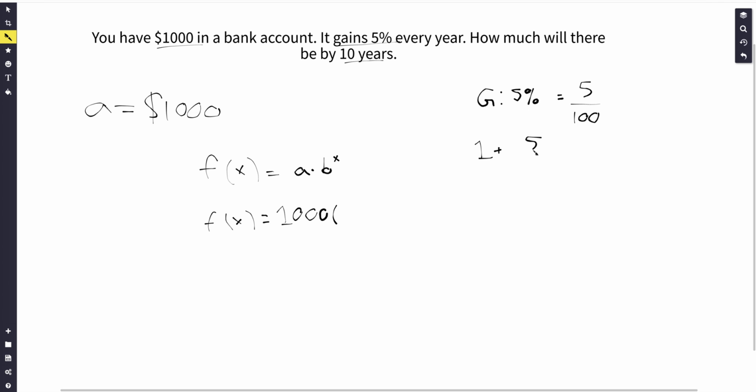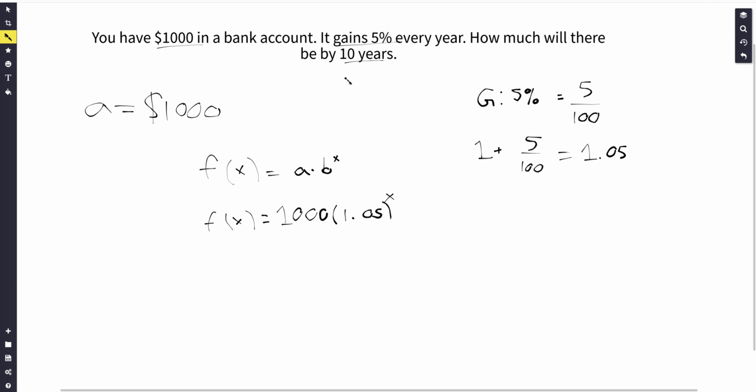So what we have to do is 1 plus 5 over 100, and that will equal 1.05. That is what actually goes inside this parenthesis right here. So we put 1.05 right here to the power of x. So that's our exponential function written down. Now we actually just need to solve the problem.